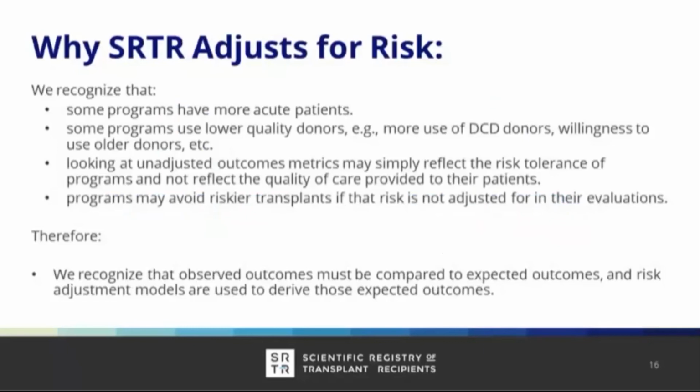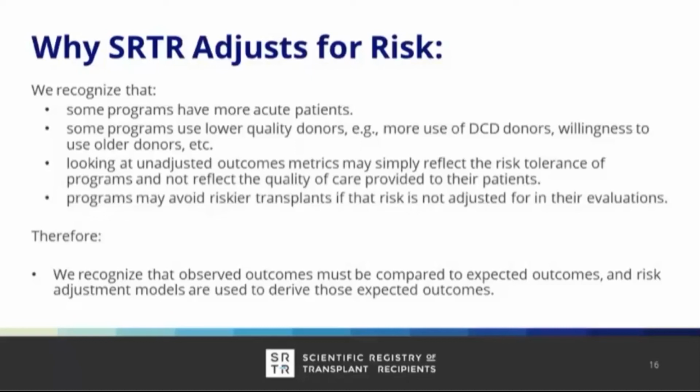And so just to summarize some of those points that I just went through, the SRTR recognizes, and I would hope the community also recognizes, that some programs do have more acute patients than other programs, whether that's by choice or just by the nature of the patients they serve. Some programs do use lower quality donors, for example, more use of DCD donors or more willingness to use older donors, or perhaps increased infectious risk donors, or whatever sort of more marginal organs that they're willing to take.